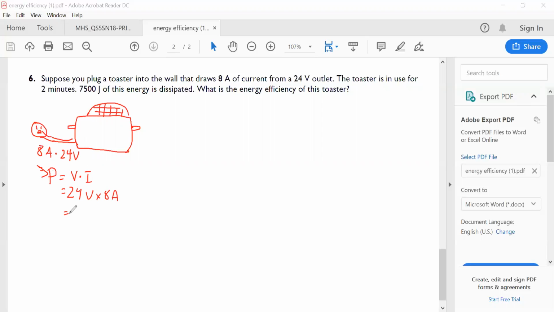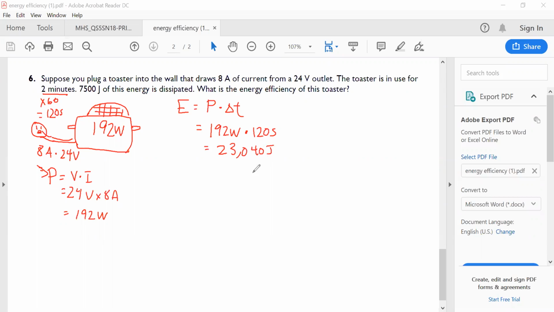So 24 times 8 gives me 192 watts. This is a 192 watt toaster being used for 2 minutes. Now to find the amount of energy, we always take power and multiply it by the amount of time we use it for. And time, when you're using this energy, is never in minutes. So we have to first change this to seconds. This 2 minutes, we're going to multiply by 60 to tell us that it's 120 seconds. So I now have my power, 192 watts, multiplied by 120 seconds, which leads us to a grand total of 23,040 joules of energy being consumed from the outlet.